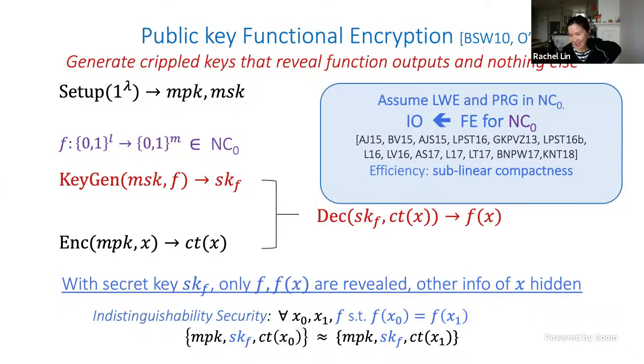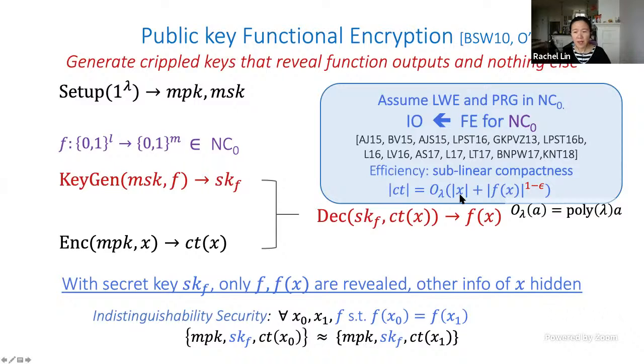So as Yao has already mentioned, functional encryption turns out to be extremely powerful, so powerful that functional encryption for just computing NC0 circuit functions already implies IO if we assume LWE and the PRG in NC0. And here the efficiency requirement on this functional encryption is that we need the ciphertext size to be sublinear. Obviously, the ciphertext will have to depend on the length of the input. We will also allow it to depend on the length of the output of the function, and just that the dependency is sublinear. We want the ciphertext to be just slightly shorter than the output of the function.